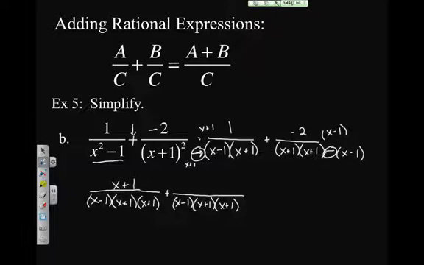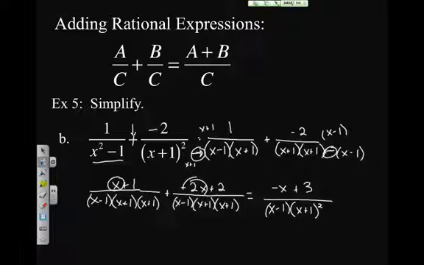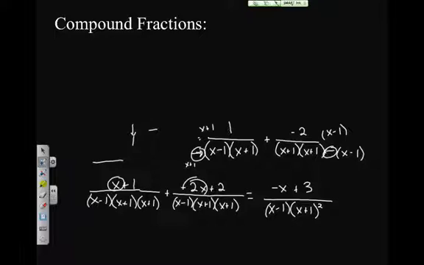And so negative 2 times x minus 1 is negative 2x plus 2. And then we just, again, add straight across. So we get x, and negative 2x is negative x. And then 1 plus 2 is 3. And we have x minus 1 times x plus 1. And I'm just going to write it as x plus 1 squared. And that is our solution there. That's our answer.